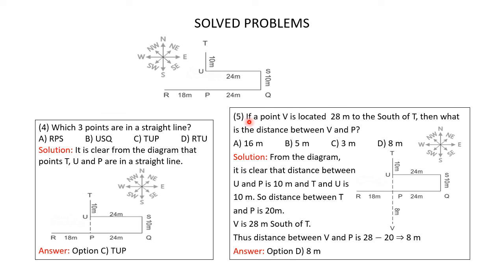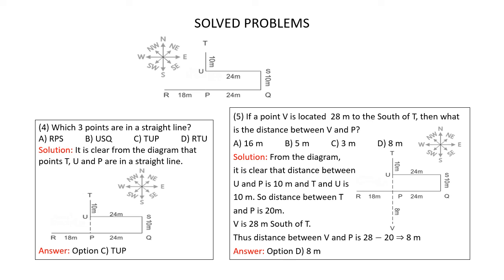If a point V is located 28 meters to the south of T, then what is the distance between V and P? You are given 4 options here and you have to find out which of these options is the correct one. So you have T here. Now it's given that point V is located 28 meters to the south of T. So V is located here 28 meters to the south of T. Now we are asked to find the distance between V and P.